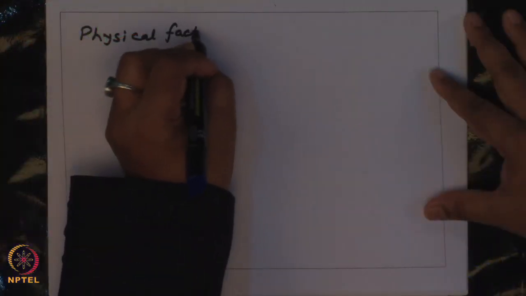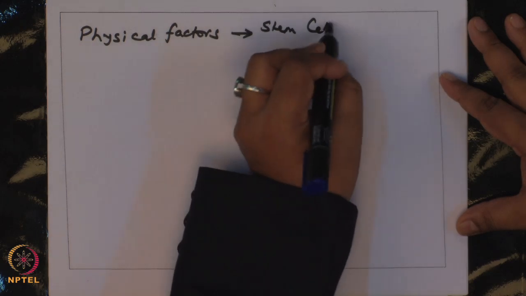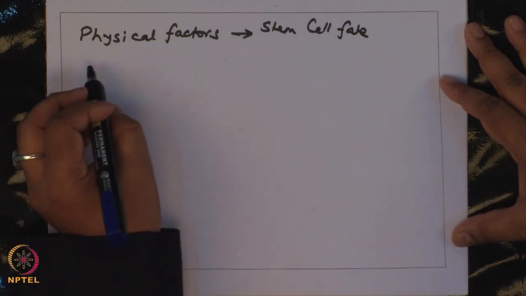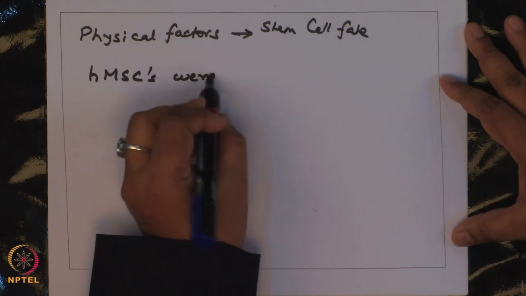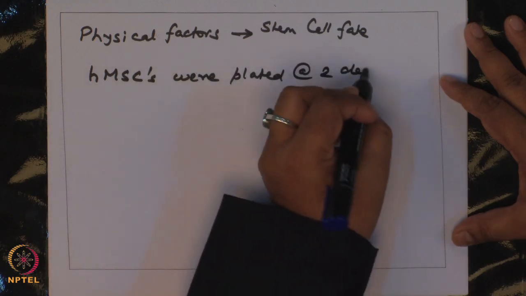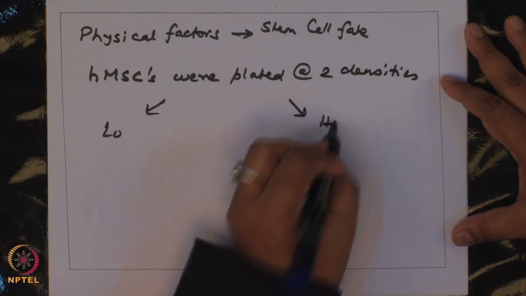Hello and welcome to today's lecture of Introduction to Mechanobiology. So, in the last lecture we had started discussing how physical factors can regulate stem cell fate. In this regard we discussed a paper where human mesenchymal stem cells were plated at two densities. You have low density and high density.